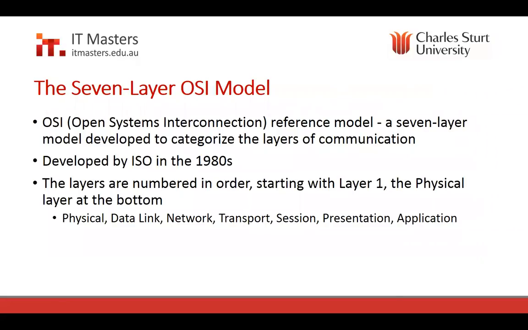The layers are numbered in order, starting with layer 1 right down the bottom, and that's called the physical layer. So if we look at just the names, from 1 to 7, they're called physical, data link, network, transport, session, presentation, and application. And if you haven't heard of the OSI model or you're not familiar with it, as a networker, it is one of the absolute must-haves in your skills armory. Okay, you must understand the 7-layer OSI.